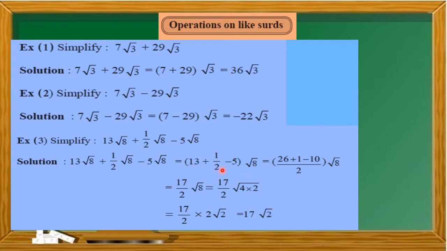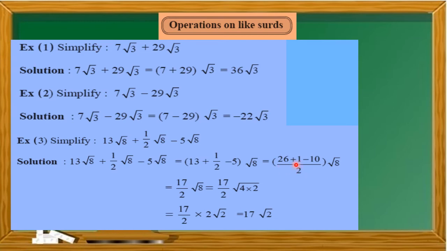Now add these numbers and subtract these numbers, means first addition and then subtraction. Here in the denominator there is 1, here the denominator there is 1, here in the denominator there is 2. Therefore multiply this numerator by 2. Multiplying this here by 2, we will get 26. Multiplying here by 2, we will get minus 10. In this way, 26 plus 1 minus 10 upon 2 root 8.